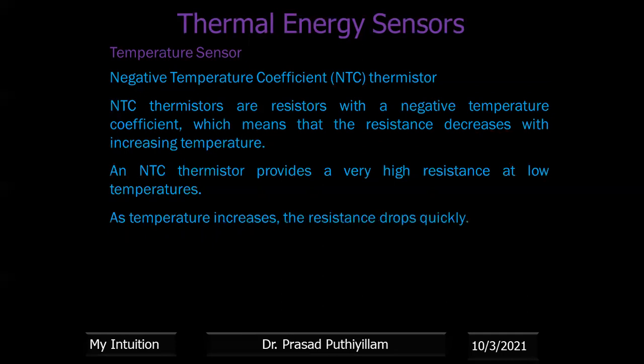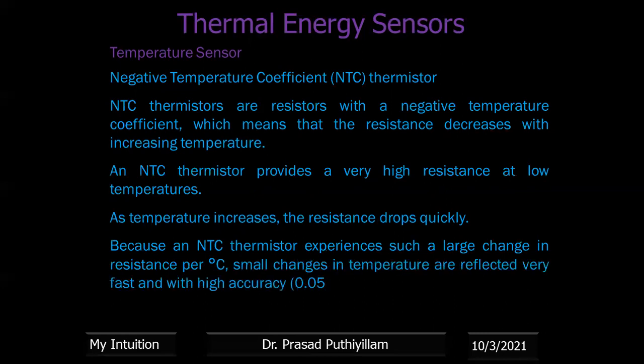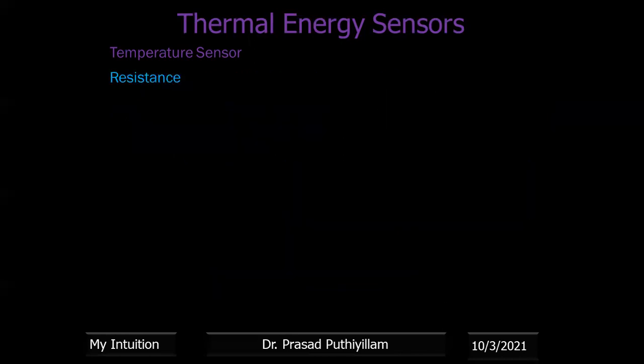As the temperature increases, the resistance drops quickly, because the NTC resistor experiences a large change in resistance per degree Celsius. That means even a small change in temperature is reflected, and it can be detected fast with a very high accuracy of 0.05 to 1.5 degrees Celsius. That means the error possibility is only up to 0.05 to 1.5 degrees Celsius. That much accurately it can detect the variation in temperature.